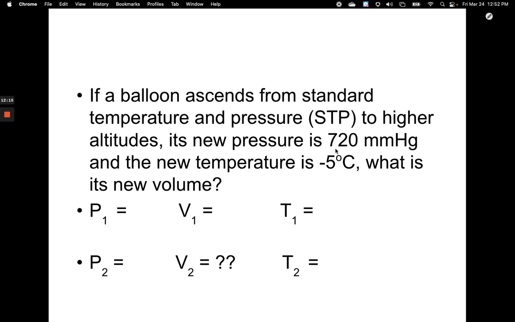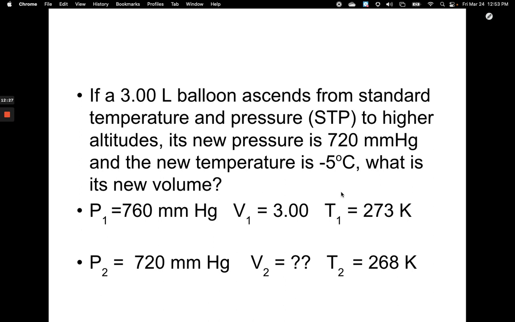Now the new pressure is 720 and it says the new temperature is minus 5. What are you going to have to do to Celsius before you can plug in to this equation? So give it a try and let's just fill in the values. Remember what standard temperature is. It's 760 millimeters of mercury and standard temperature is 273 Kelvin. So you had to remember that.